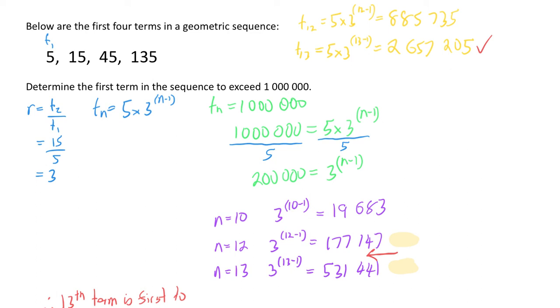So that's an example of how we find the term location of a value within our geometric sequence.